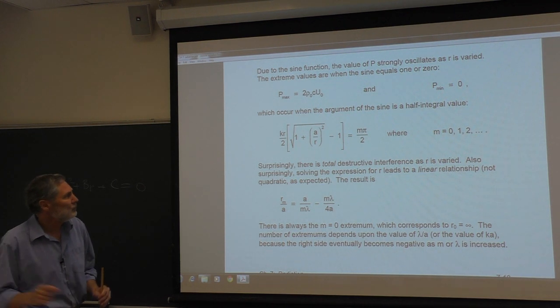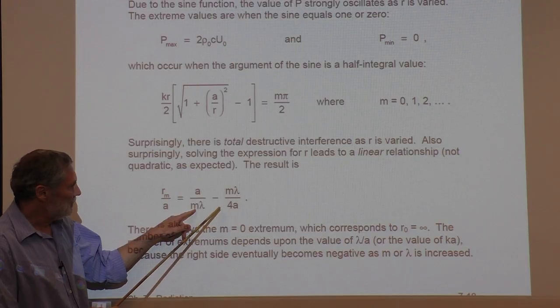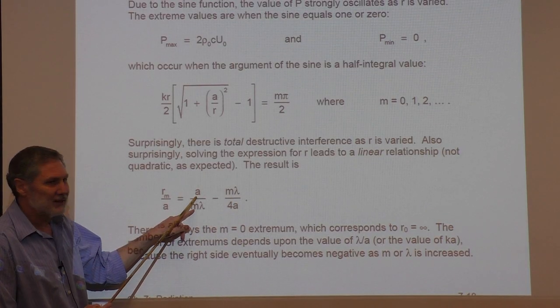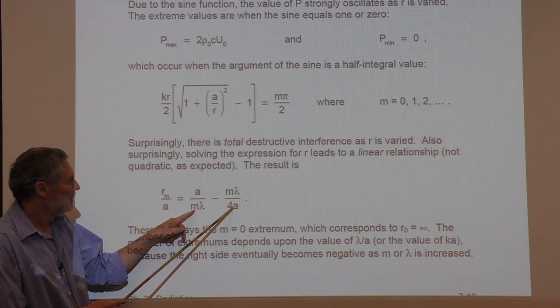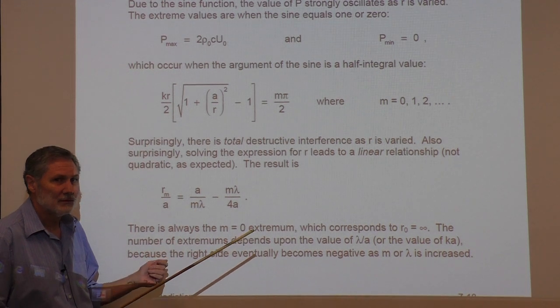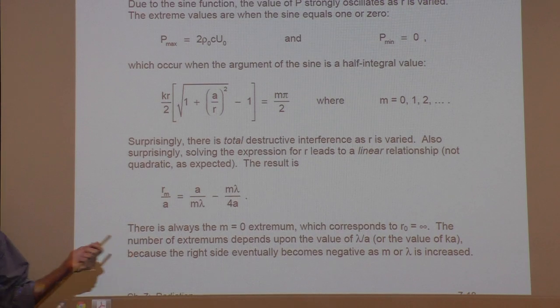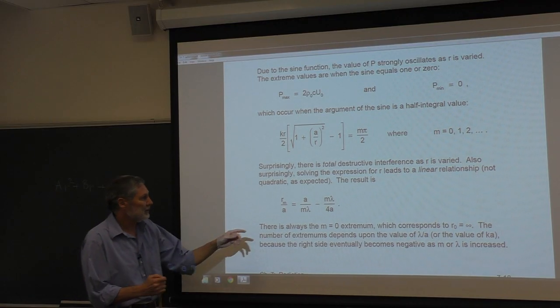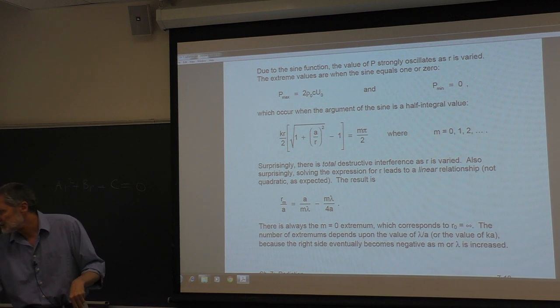What about m equals 1? That's the next thing to look at. Well, it may be that this value beats out that value. So what do we infer from that? If this is negative, what do we infer? It doesn't exist. This has to be positive. Okay? So that can happen. It all depends upon the wavelength relative to the radius, relative to the size of the source.